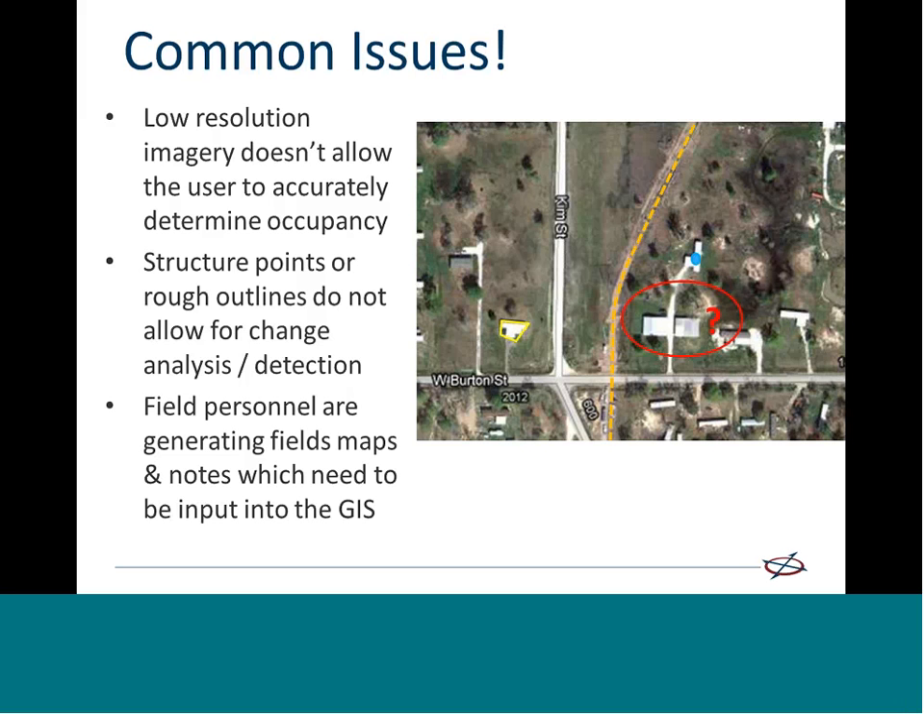So hopefully, as you'll see here, moving to obliques and high resolutions can solve some of this problem. And then the third part, of course, is the field personnel. You're generating a lot of maps, a lot of paper maps. And the team members are going out there into the field. They're recording a lot of information on these maps. Some of it's digital, some of it's not.